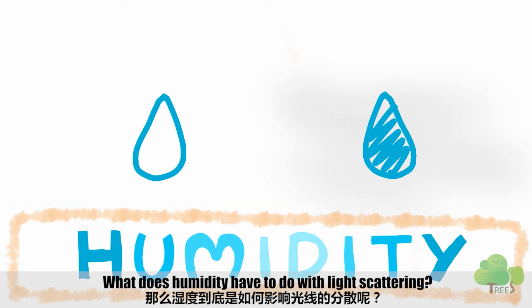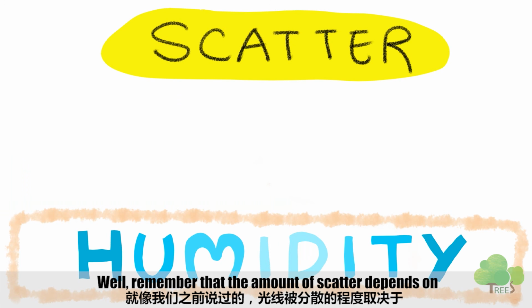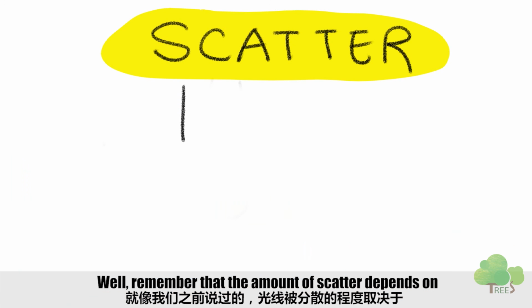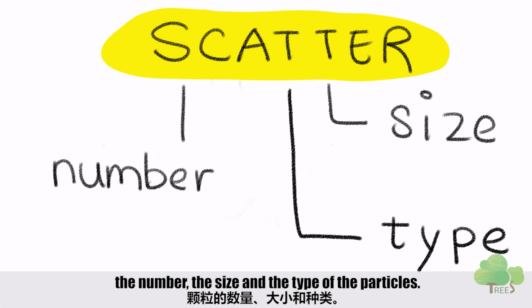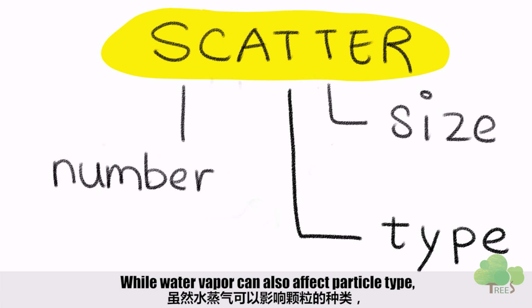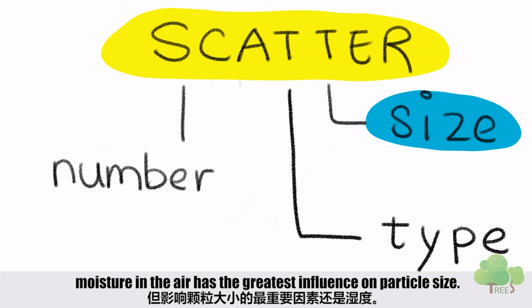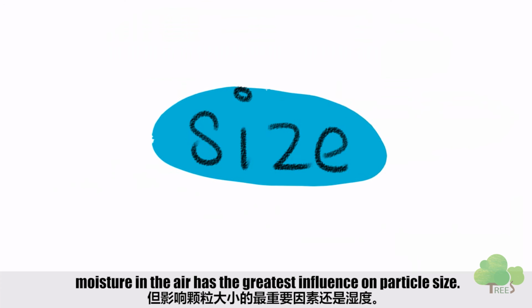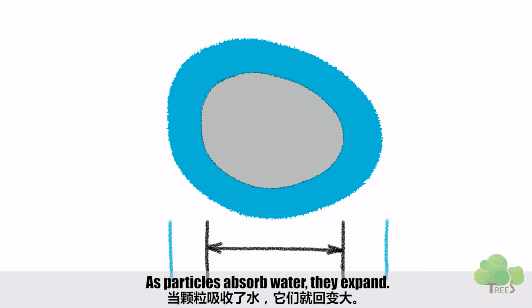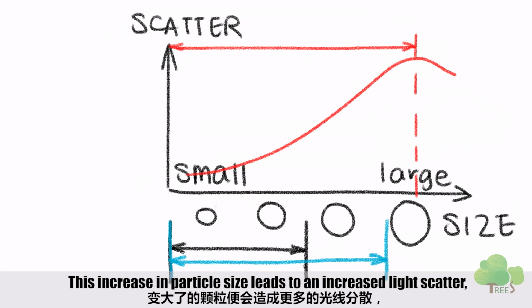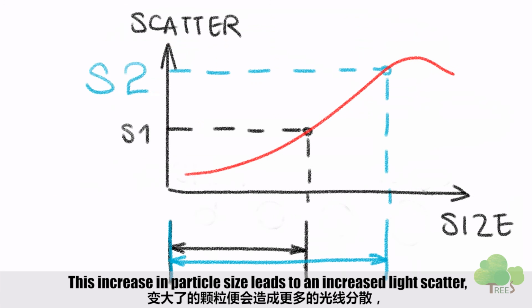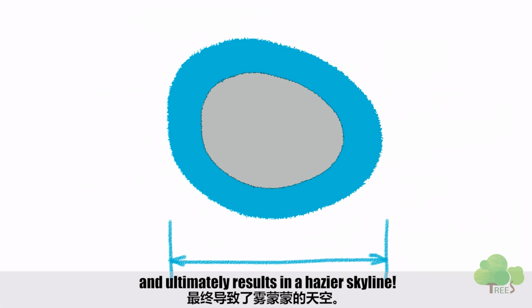What does humidity have to do with light scattering? Well, remember that the amount of scatter depends on the number, the size, and the type of particles. While water vapor can also affect particle type, moisture in the air has the greatest influence on particle size. As particles absorb water, they expand. This increase in particle size leads to an increased light scatter and ultimately results in a hazier skyline.